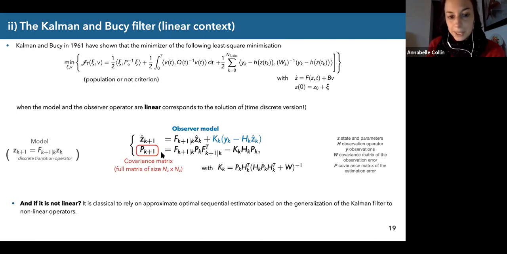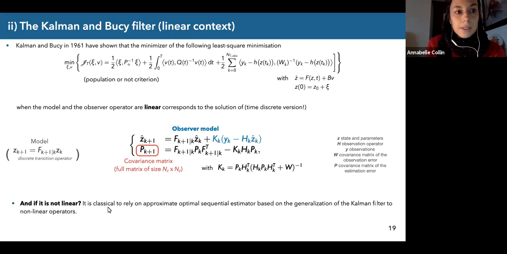So the matrix P, which can be seen as the covariance matrix of the estimation error, is a full matrix of the size of the solution of our model. So this means that the resolution of this part can lead to prohibitive computational times if we consider a large system. If it is not linear, it is classical to rely on an approximate optimal sequential estimator.